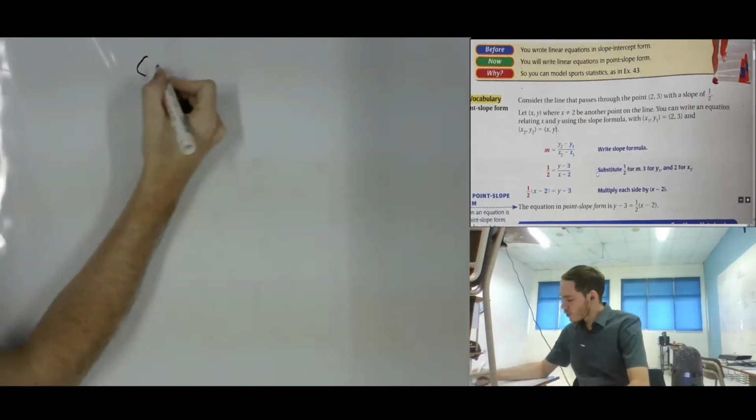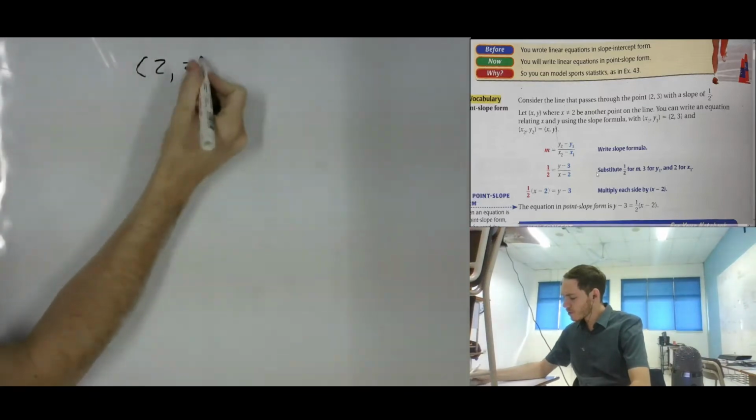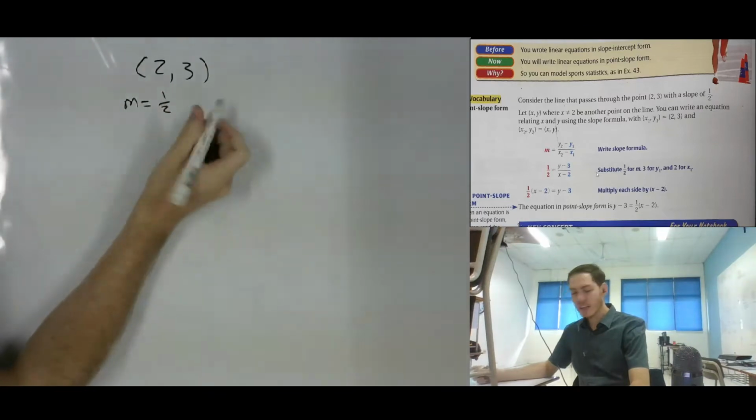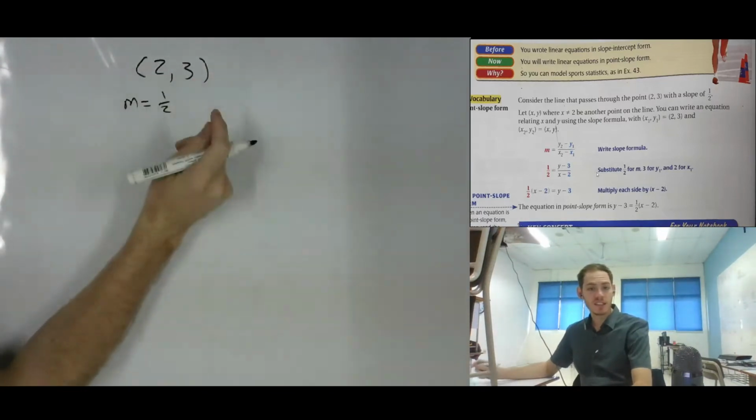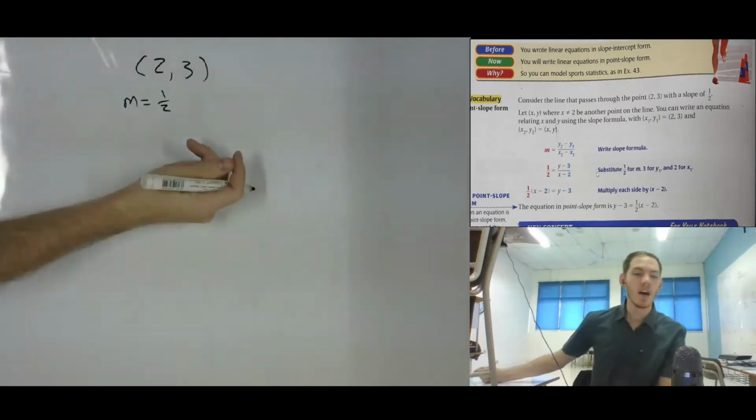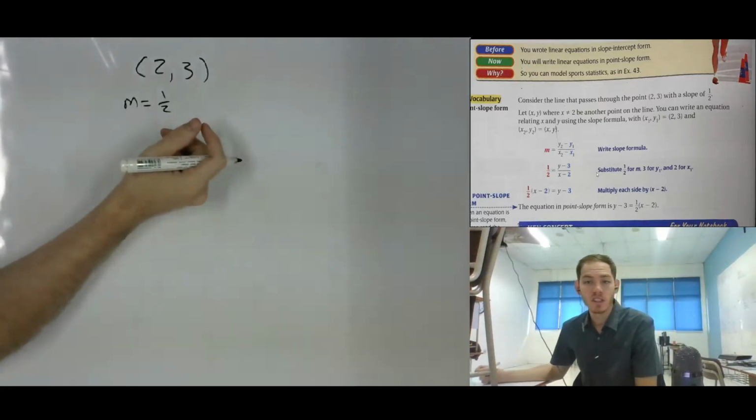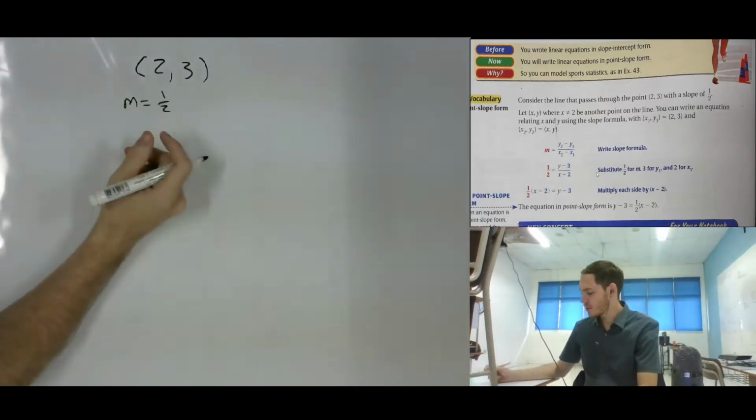Let's zoom in a little more so that it's actually clear. Okay, so we're going to write lines in point slope. Now, we're assuming we have a slope and a point. So in this example, we have (2, 3) and a slope of 1/2. You have learned how to turn this into slope intercept form. We're going to learn how to find this in point slope form.